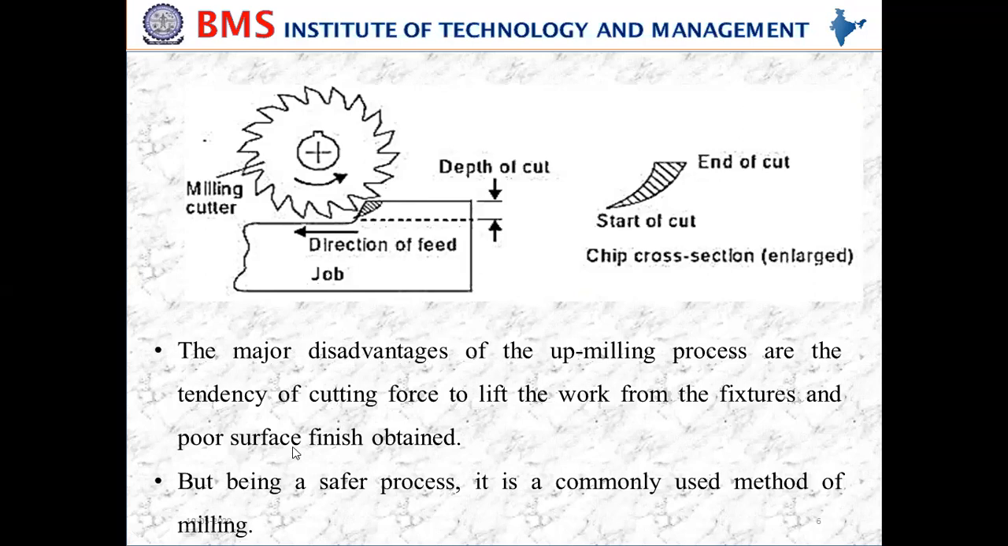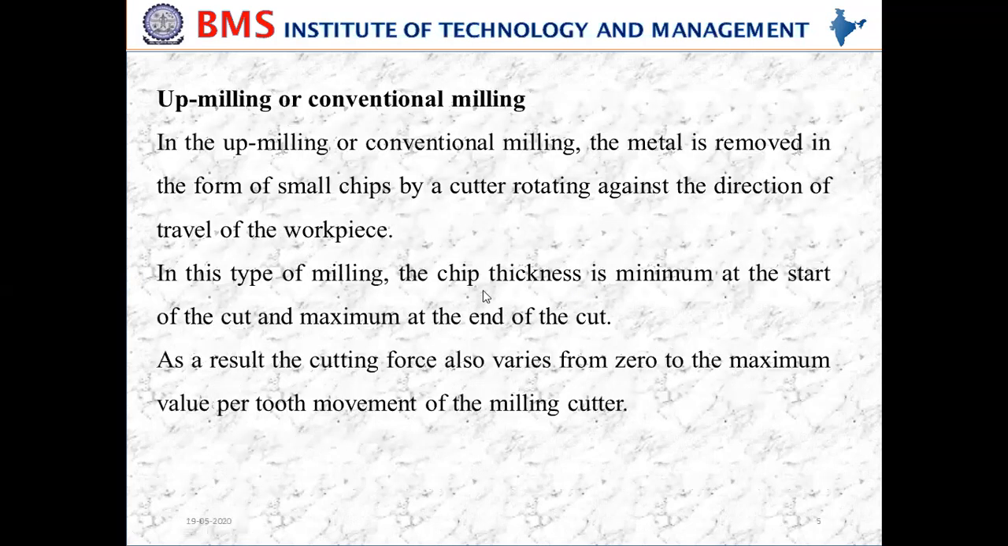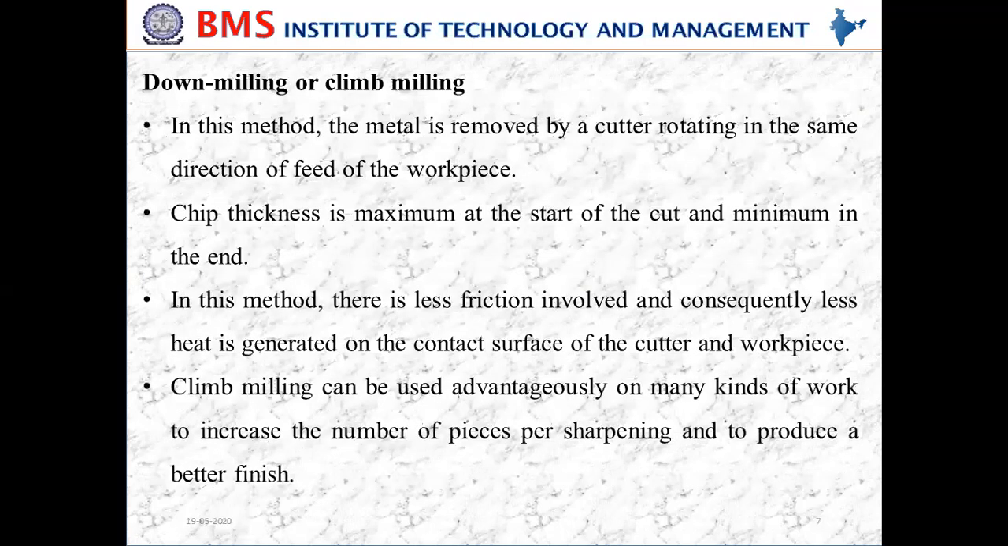And up milling is preferred for rough cuts only, especially for castings and forgings, because this method enables the cutter to dig in and start the cut below the hard upper surface. It is a safer process, of course, and it is a commonly used method of milling. In this type of milling, the chip thickness is minimum at the start of the cut and maximum at the end of the cut. As a result, the cutting force also varies from 0 to the maximum value for a given movement of the milling cutter. This is about up milling.